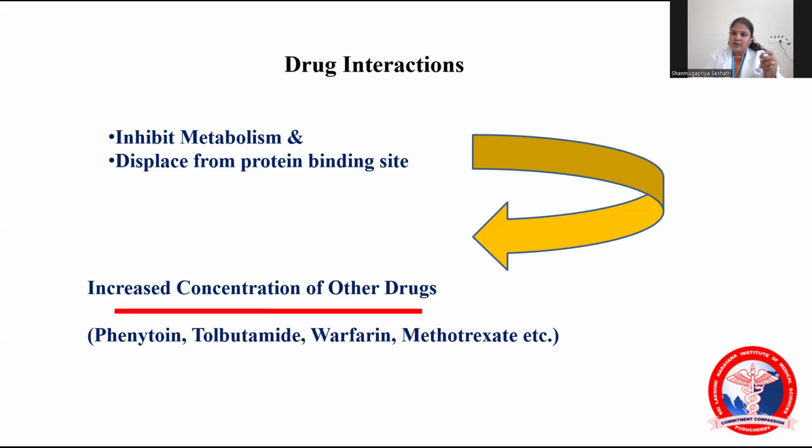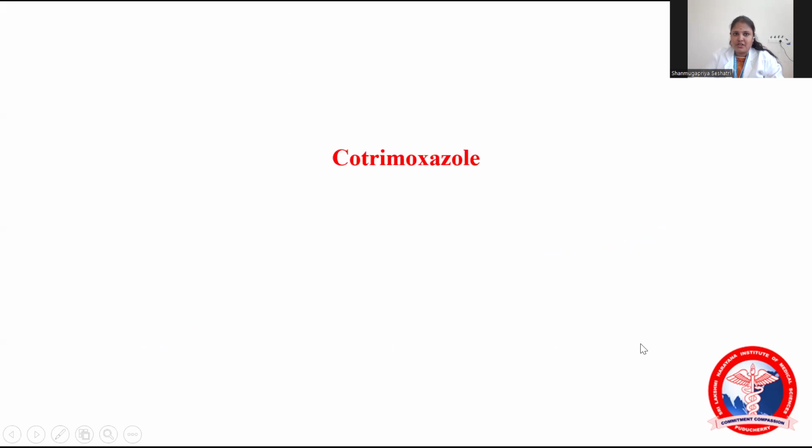That is why we should always take history of drug allergy and history of drug intake before prescribing any drugs to the patient. It also increases the concentration of other drugs like phenytoin, tolbutamide, warfarin and methotrexate. So it displaces them from the plasma protein binding site, increasing the concentration of other drugs like phenytoin, tolbutamide, warfarin, and methotrexate. Coming to cotrimoxazole.